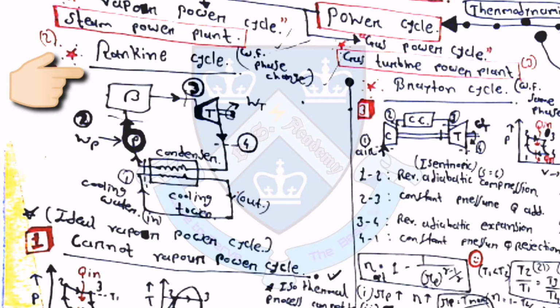Then the second and the most important cycle is the Rankine cycle. Here in the diagram you can see that the first one is pump, then boiler, then third one is turbine, and fourth one is condenser.